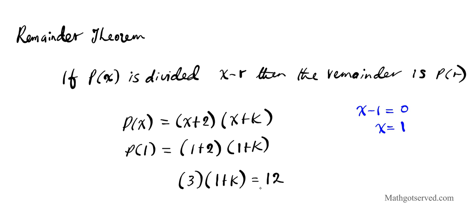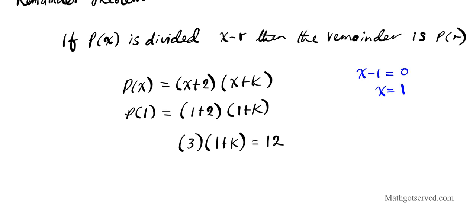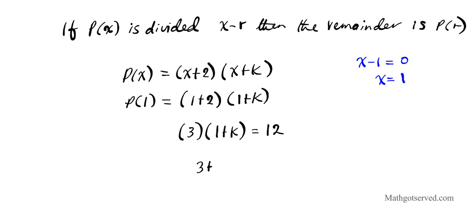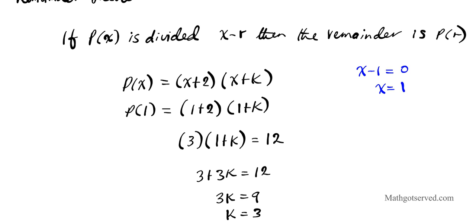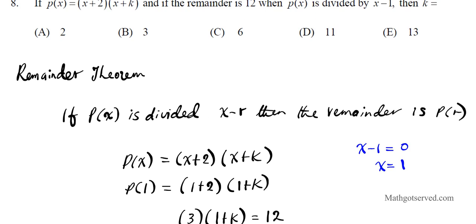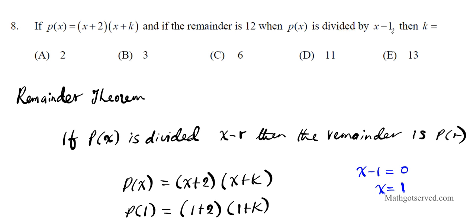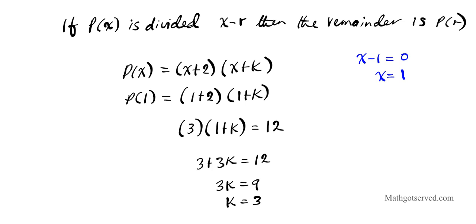All right, so let's solve this. This is going to be 3 plus 3k equals 12. We subtract 3 from both sides, we have 3k equals 9. Divide by 3, k equals 3. So this is the value that will make it work: when we divide this function by x minus 1, when k is 3, that will give us a remainder of 12. So the answer is option letter B. Okay, so there you have it.